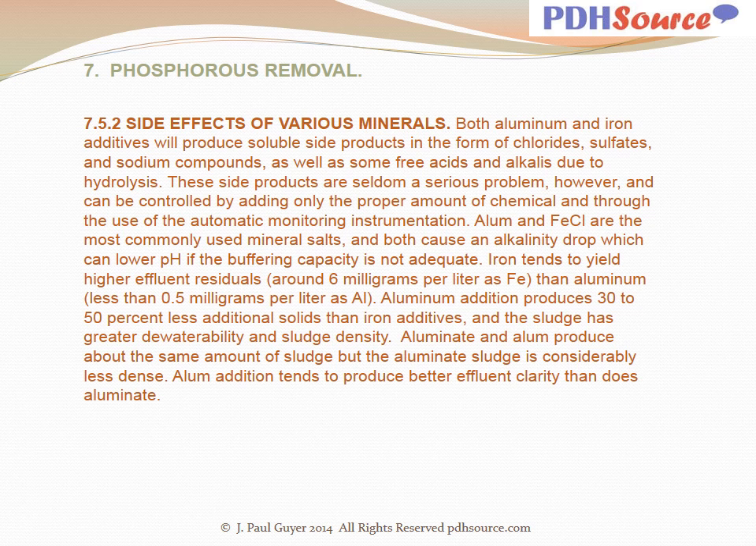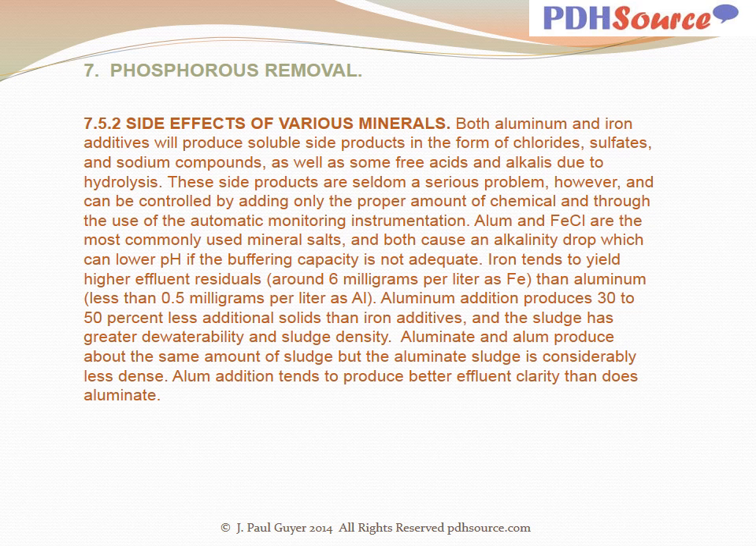Both aluminum and iron additives will produce soluble side products in the form of chlorides, sulfates, and sodium compounds, as well as some free acids and alkalis due to hydrolysis. These side products are seldom a serious problem, however, and can be controlled by adding only the proper amount of chemical and through the use of the automatic monitoring instrumentation. Alum and iron chloride are the most commonly used mineral salts, and both cause an alkalinity drop, which can lower pH if the buffering capacity is not adequate.